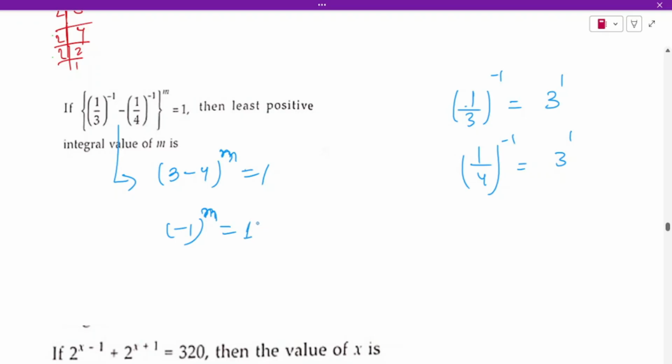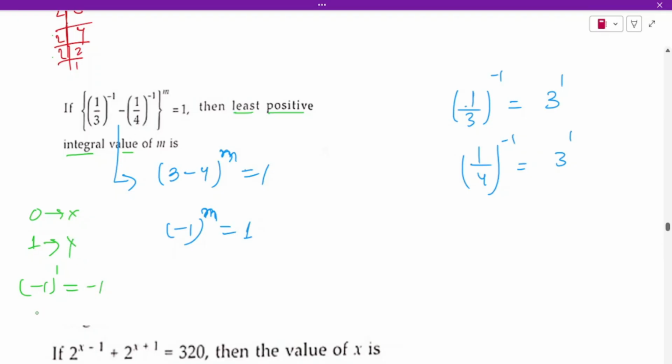So here 3 minus 4 is minus 1, to the power of m is equal to 1. We have seen that if the power of negative 1 is even, then only it will give us the positive value, and if it is odd, then it will give us the negative value. Here they ask for the positive as well as least value of m, and that should be an integer. As we know 0 is neither positive nor negative, so it is not possible. And if we take 1, then negative 1 to the power 1, which is odd, is going to give us minus 1, so this is also not possible.